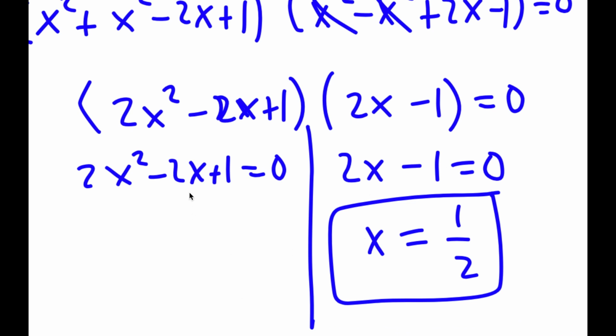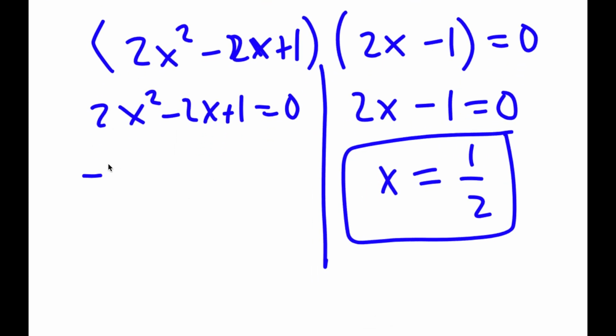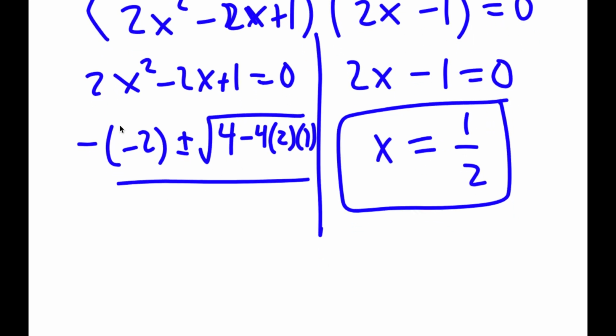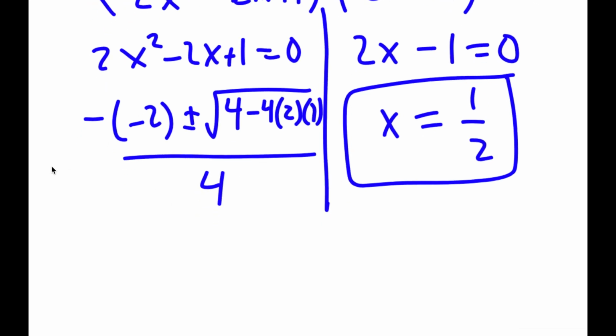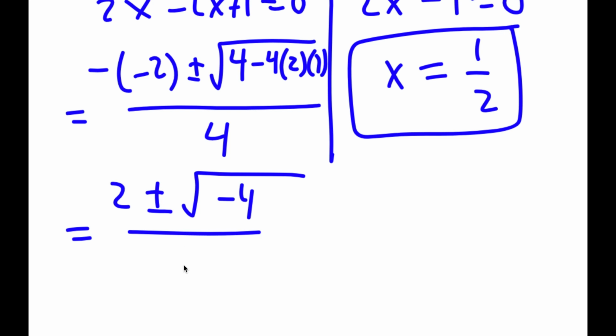That's a simple equation. And now for 2x squared minus 2x plus 1, we're going to use the quadratic formula, which is negative b. So negative of negative 2 plus or minus the square root of b squared, negative 2 squared, which is 4, minus 4 times a, which is 2, times c, which is 1. And all of this over 2a, so 2 times 2, which is 4. And now this is the same thing as positive 2 plus or minus the square root of 4 minus 8, which is negative 4, over 4.